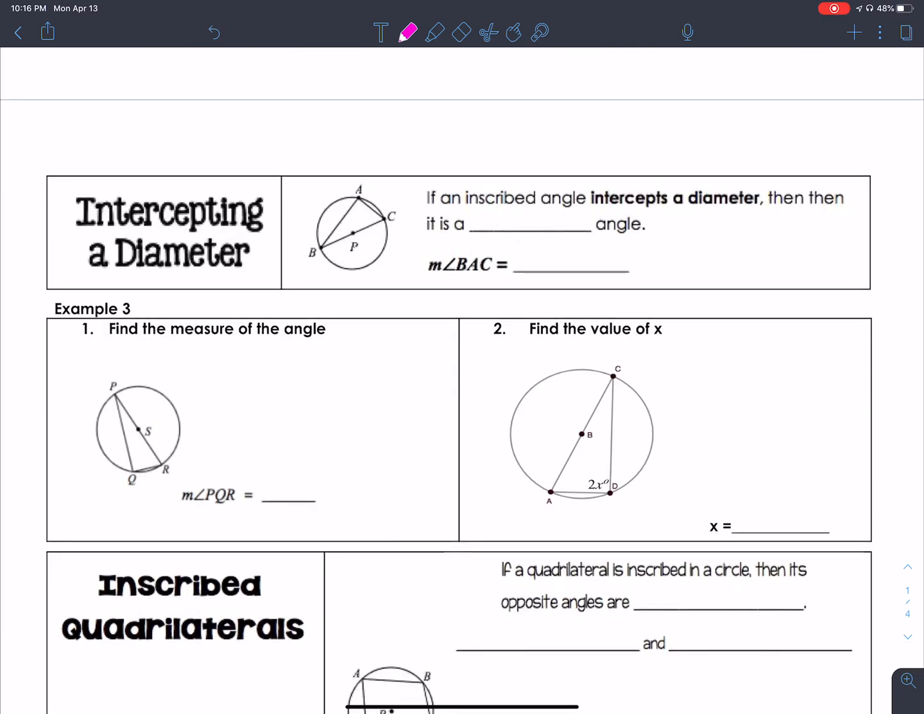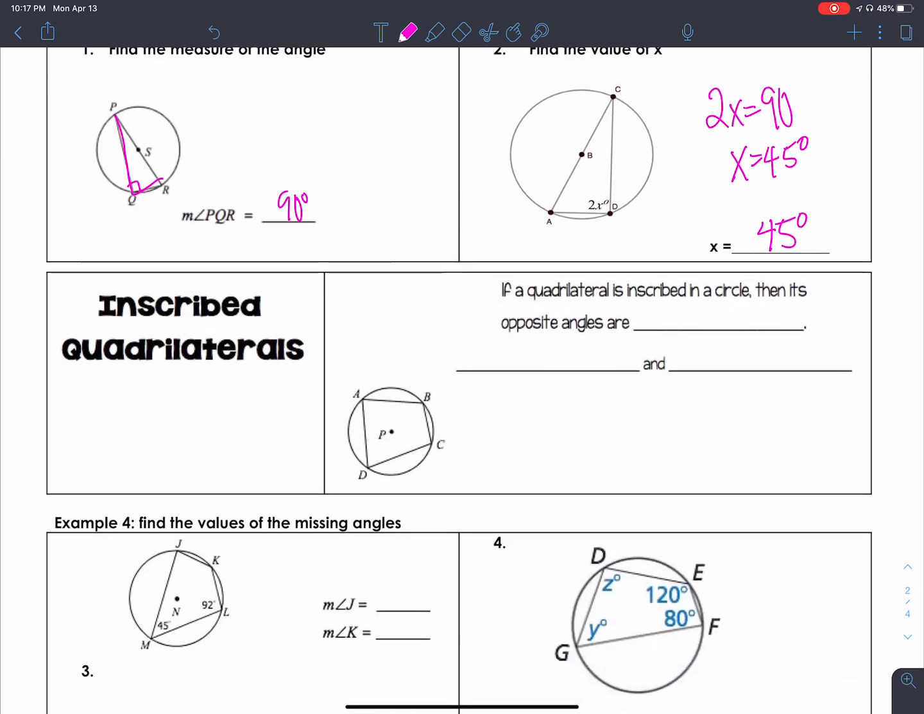Okay, we can also intercept a diameter. Okay, if an inscribed angle intercepts a diameter, then it is a right angle. Okay, so the measure of BAC is 90 degrees. Okay, which makes sense because this is 180, half of that is 90. So PQR, 90 degrees. Now we want to find the value of x. 2x equals 90, x equals 45.